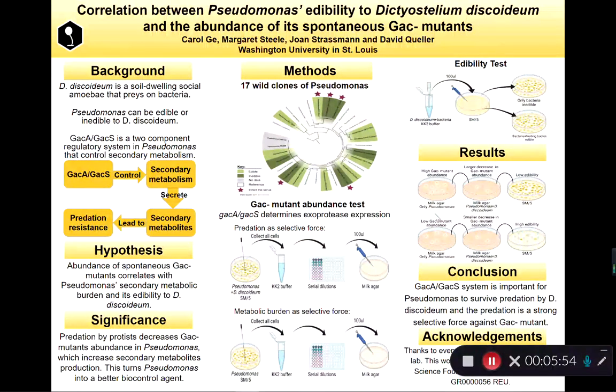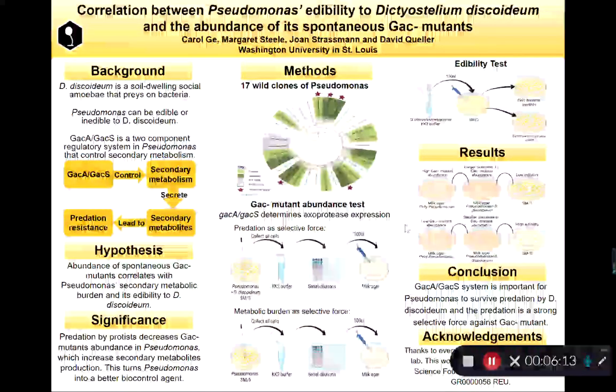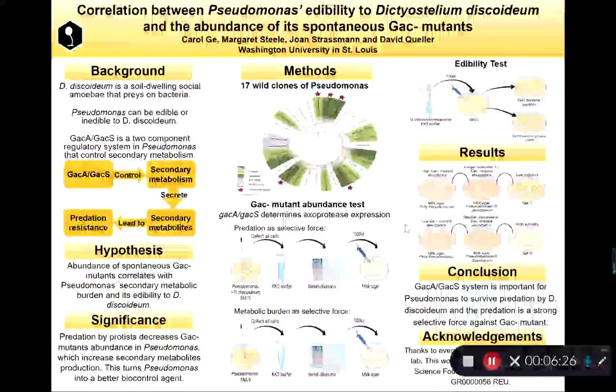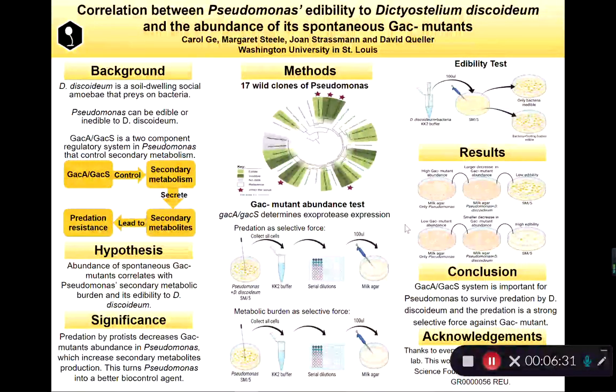Looking at the results, from my inspection, a higher gac mutant abundance on the milk agar when only Pseudomonas is present, meaning there's no selection pressure, correlates with a larger decrease in gac mutant abundance when the Pseudomonas are grown together with dicty, which means the bacteria are under strong selection pressure, so they need the secondary metabolism and the gac gene. That also correlates with lower edibility of the bacteria, which means the bacteria are better at avoiding predation, and just vice versa.